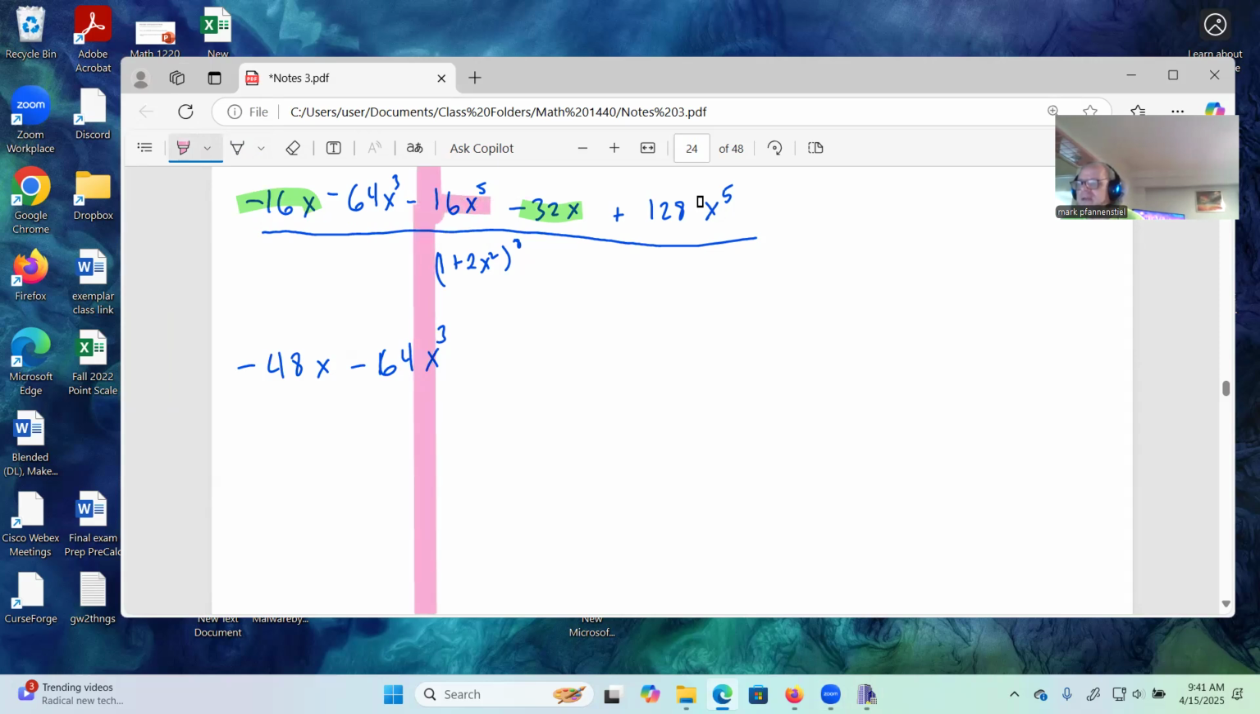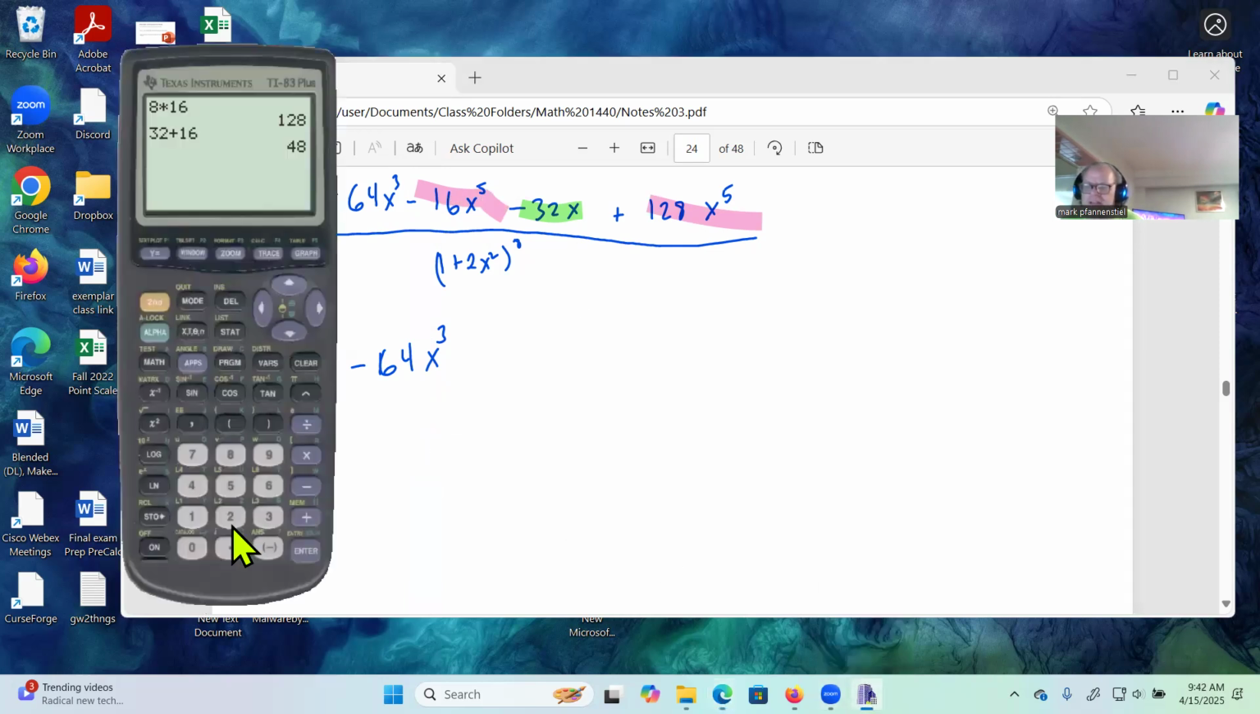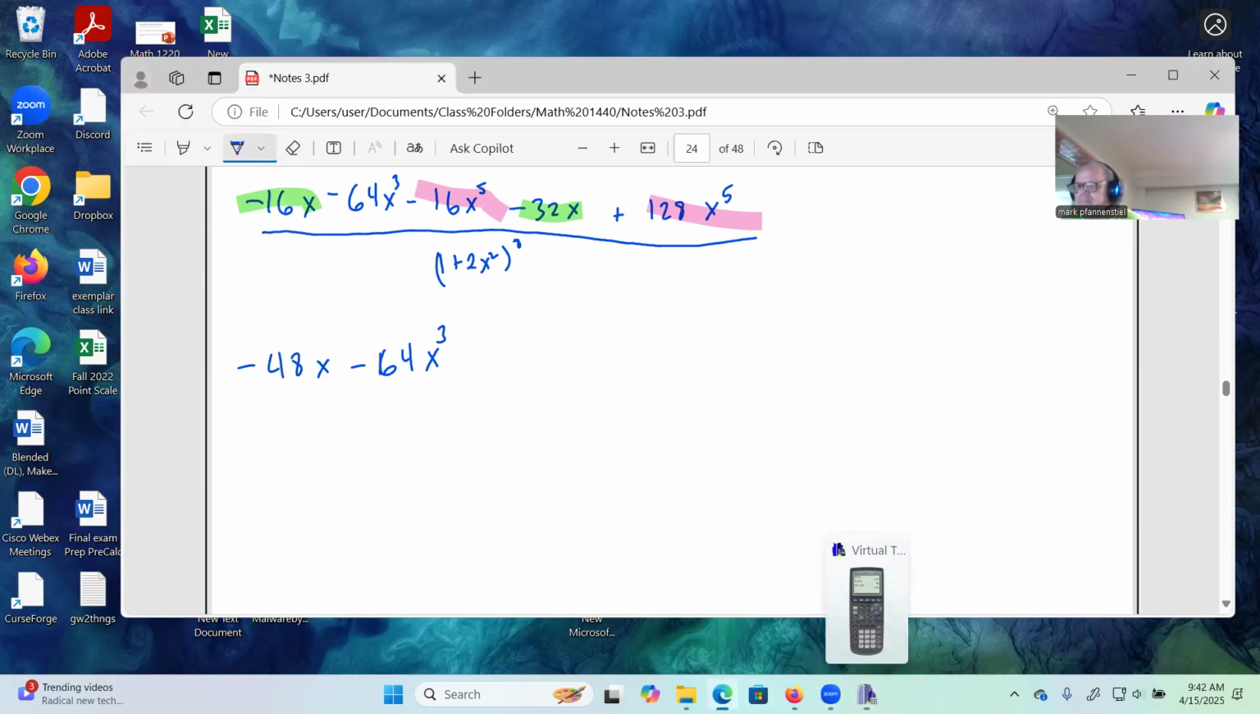16x to the fifth here. We have 16x to the fifth here. All right. So we have that going on there. Let's go ahead and just deal with this. X to the fifth here. Okay, so 16 plus 128, again, they're both negative. So we'll go ahead and deal with that. So we have 16 plus 128. All right. 144, we'll go with that. Okay, so this is going to be a minus 144 x to the fifth.